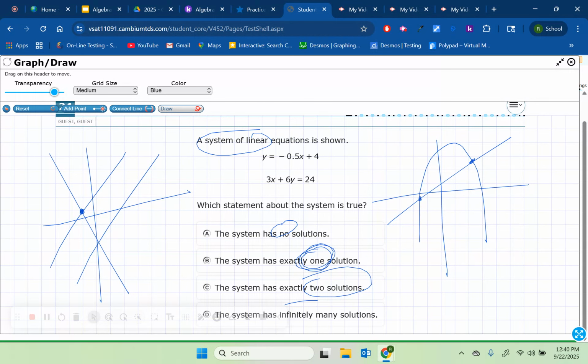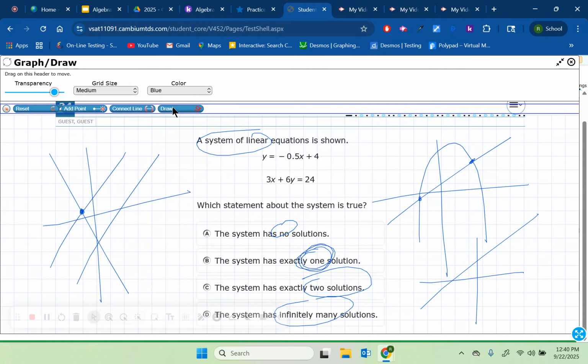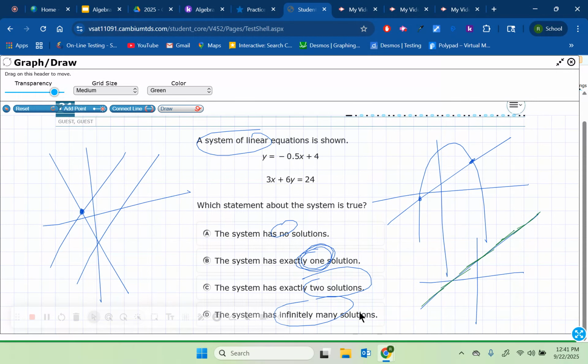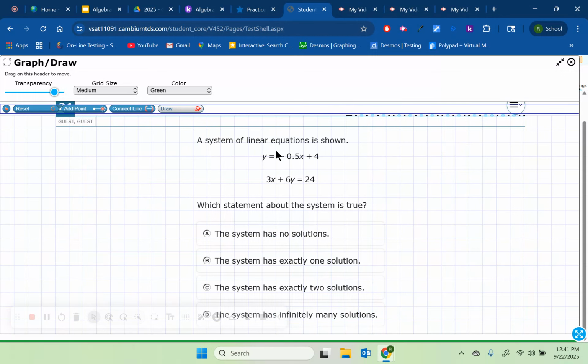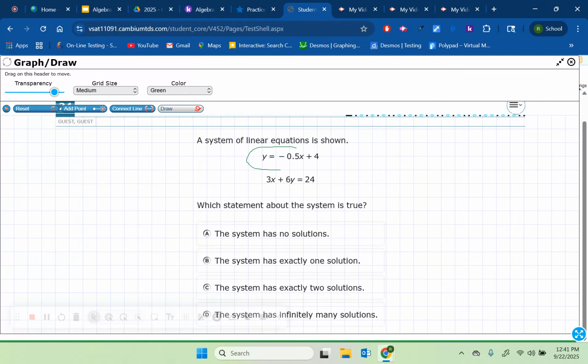And then infinitely many solutions means it's the exact same graph. So I graph like that, and I change colors, and it's a green graph, and it's right over the blue one. That's the same graph, right? So it's the same equation. The only way to do that in this case for these kinds of problems is to solve for y. I want it in what's called slope-intercept form. y equals mx plus b, and that's what this is, mx plus b.